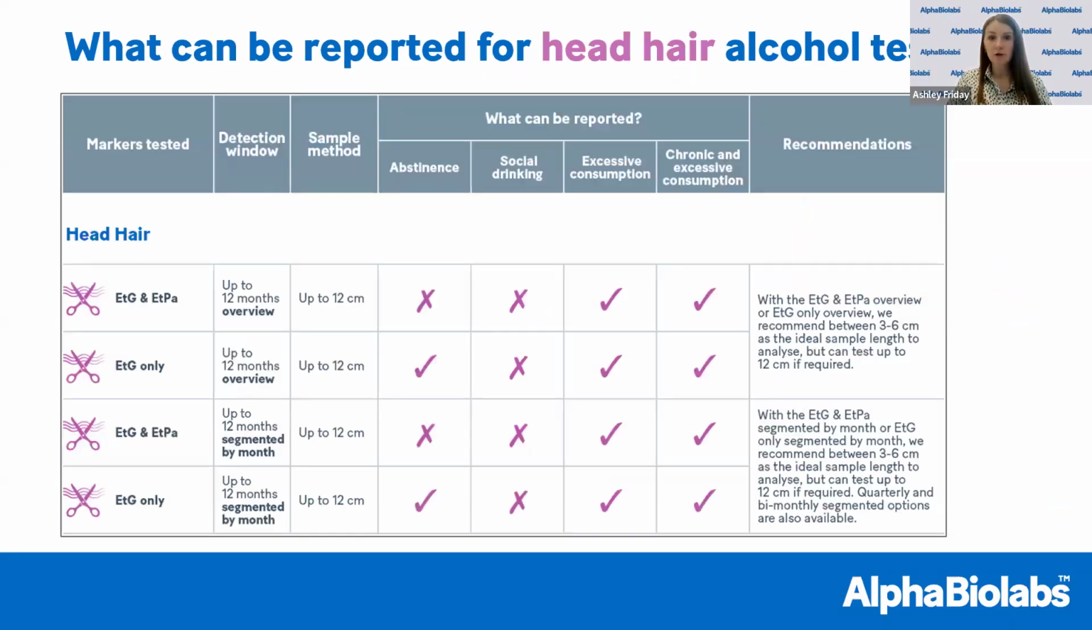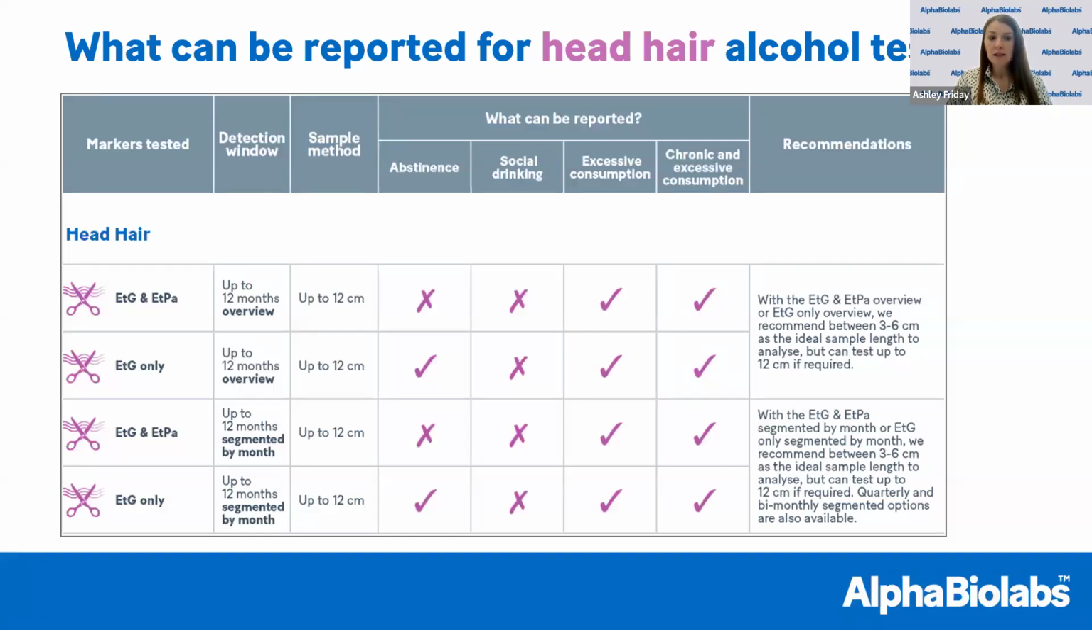Much like your head hair testing for drugs, when we look to test for alcohol in head hair, we apply that same rule of a centimetre per month. This is why we're allowed to test for up to 12 months using up to 12 centimetres of head hair. This table here just shows what analysis is available to you if you instruct this type of testing. For all of the tests that we've just discussed, we can report them all up to 12 months, and we can either segment them month by month or provide an overview report of this. We recommend that between 3 and 6 months is the ideal sample length to be looking at, but we can test up to 12 months when required.